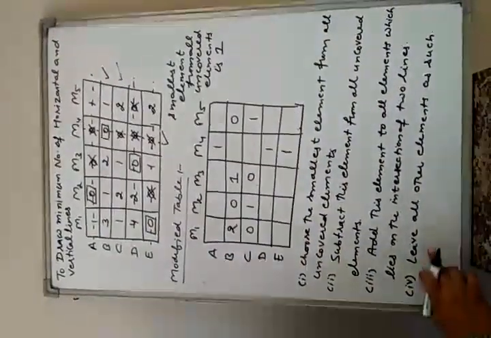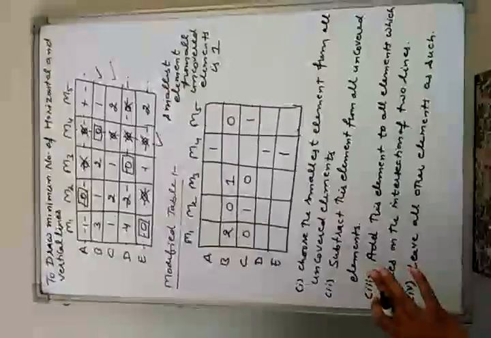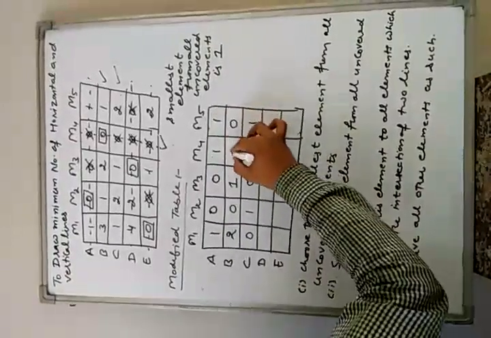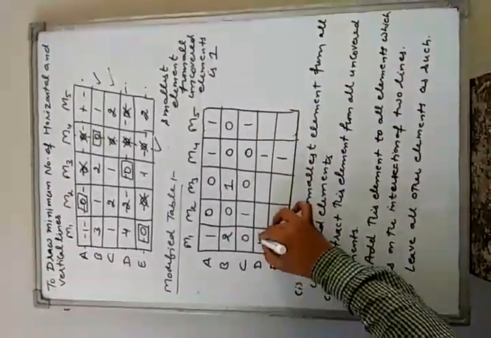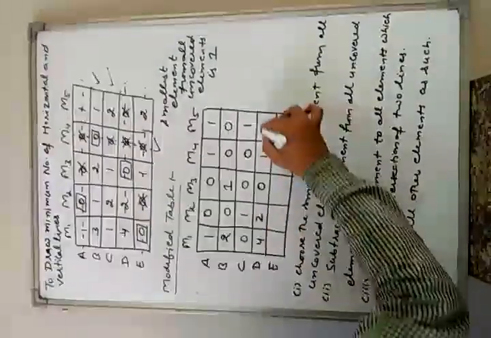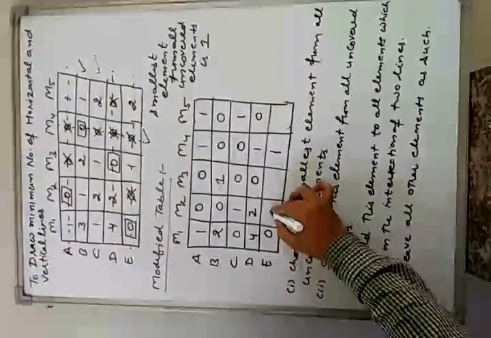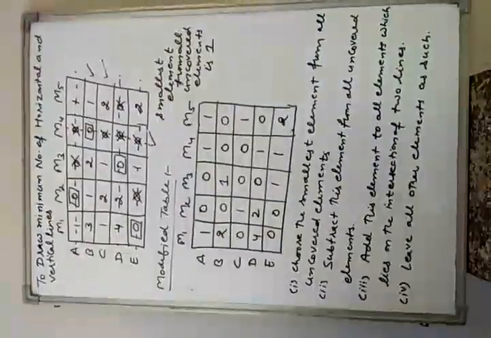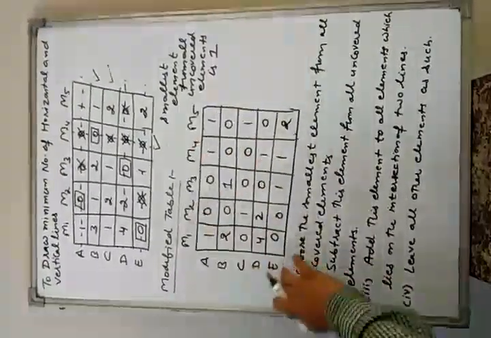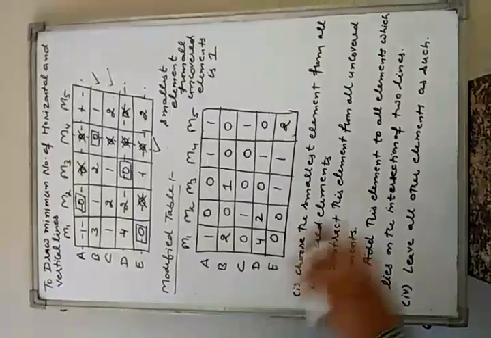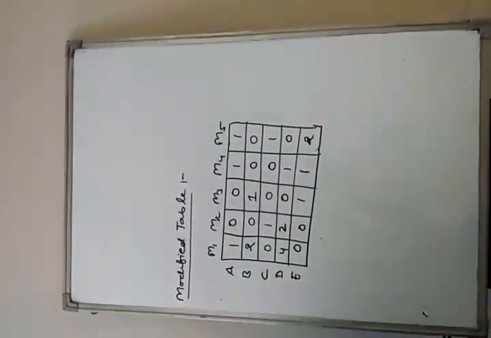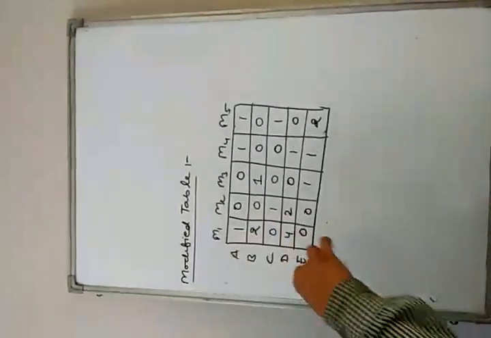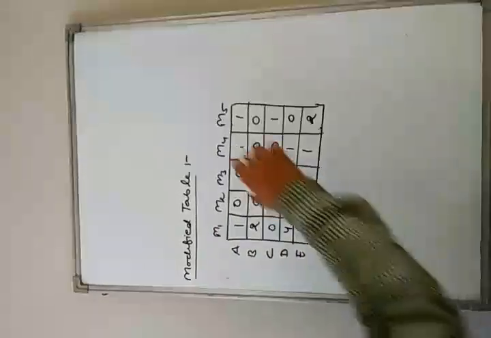Now, the fourth step is to leave all other elements as such. Like this is 1, 0, 0, 1, 0, 0, 4, 2, 0, 0, 0, 0, 1, 2. Therefore, this is our modified table. Now we will check whether this table is the optimal table or not. To check this, we repeat the process. Now we make assignments in this table.